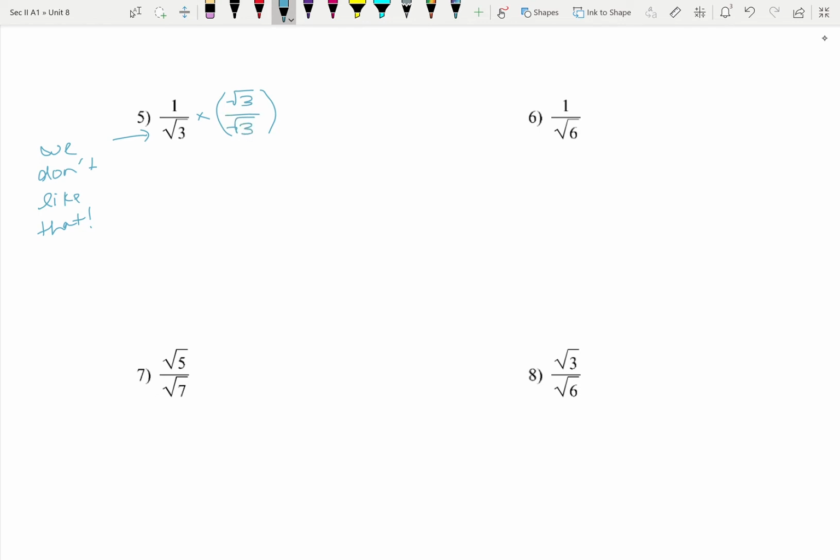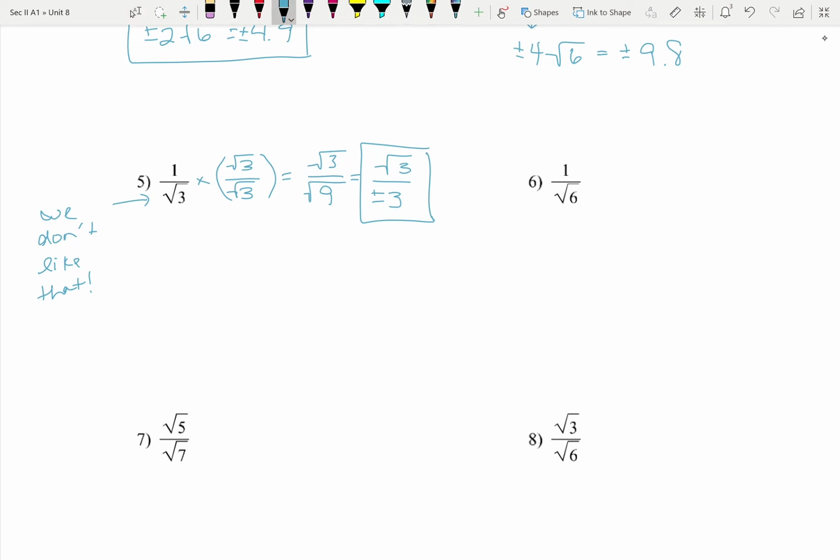Then you multiply straight across. So 1 times the square root of 3 would just be the square root of 3. Square root of 3 times square root of 3 would give you square root of 9. Well, square root of 3 cannot be simplified, but the square root of 9 is positive or negative 3. And you're done. Now pause the video and complete 6, 7, and 8.